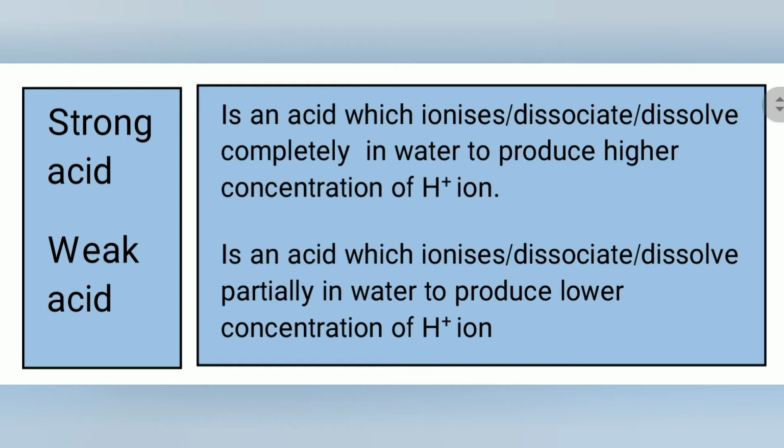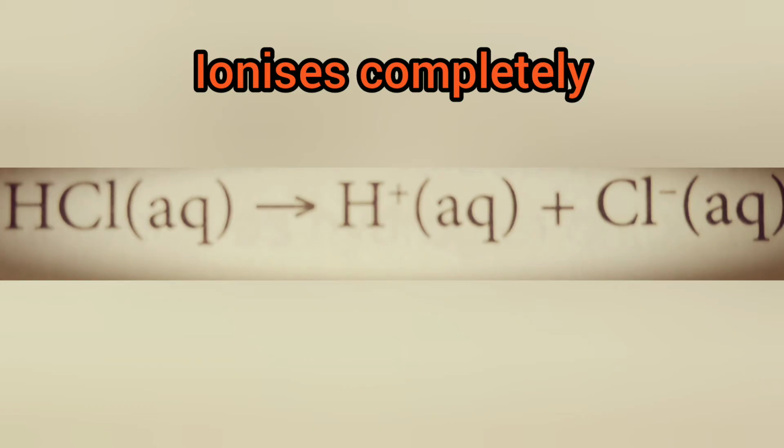A strong acid is an acid which ionizes or dissociates completely in water to produce a high concentration of hydrogen ions. For example, hydrochloric acid is a strong acid. It is 100% ionized in water. All the hydrogen chloride molecules that dissolve in the water ionize completely into hydrogen ions and chloride ions.